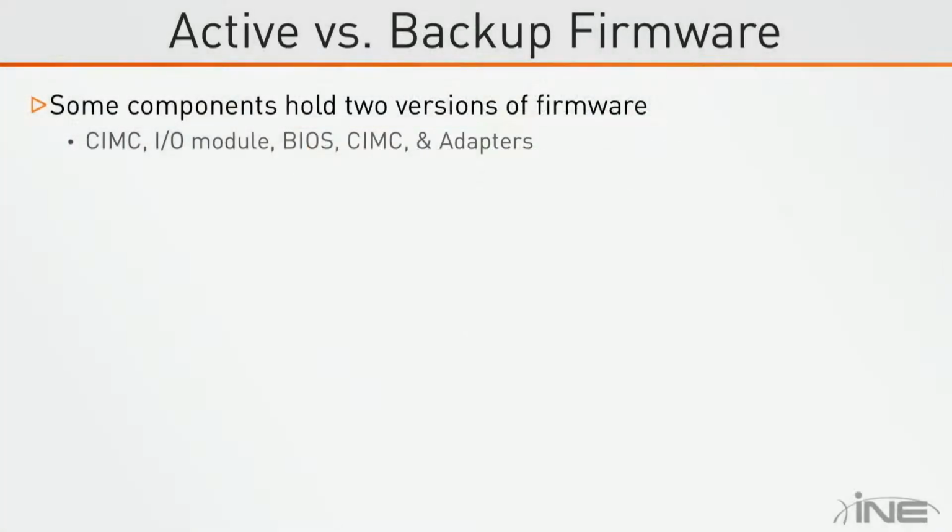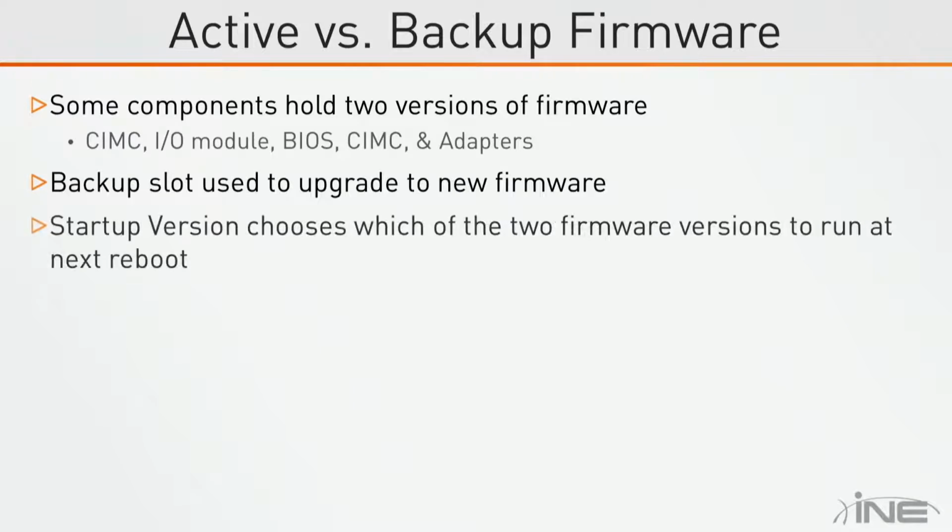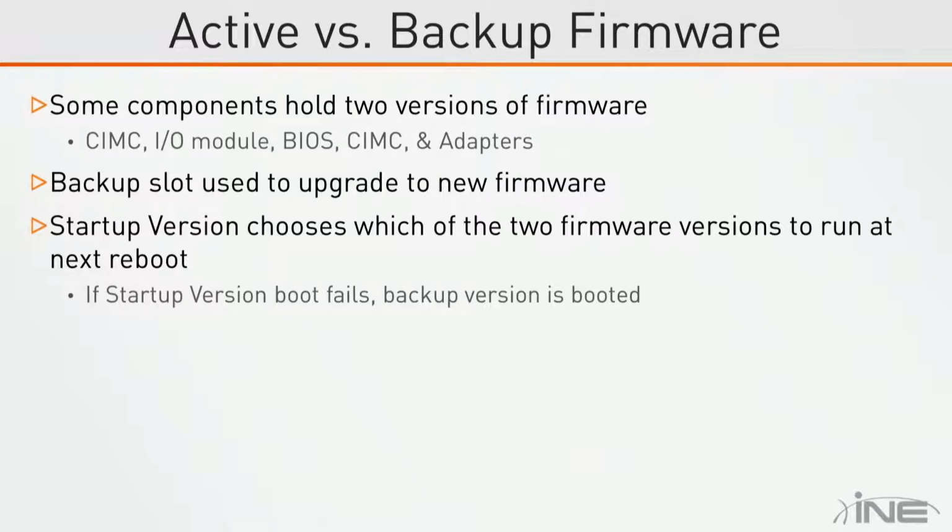So the basic idea is that if you're upgrading the firmware, your active version is going to be your older version, and your backup version is going to be the new one that you're downloading to it. Then when you go to reboot whatever the part is, like the CIMC, the IO module, or the actual blade or rack mount if you're upgrading the BIOS, what you would choose is that the startup version becomes the new version. And the idea is that if there's some sort of issue with the software and the upgrade did not work, then it's going to fall back to the backup version.